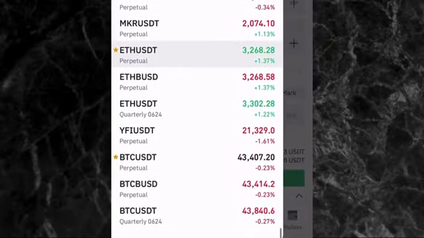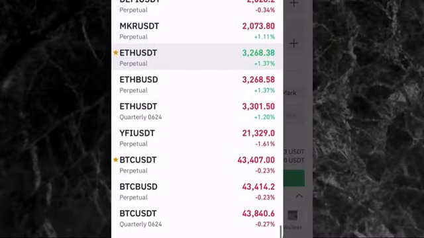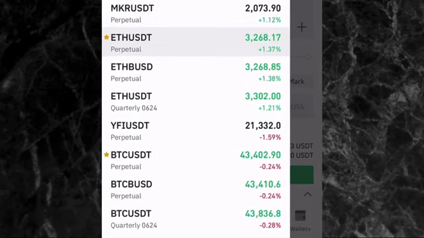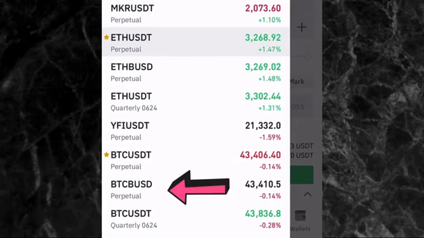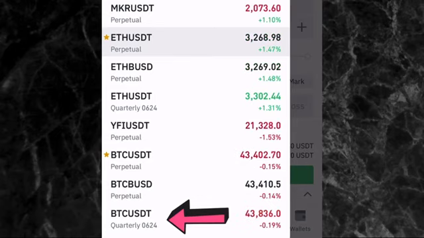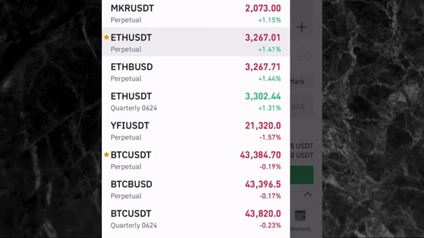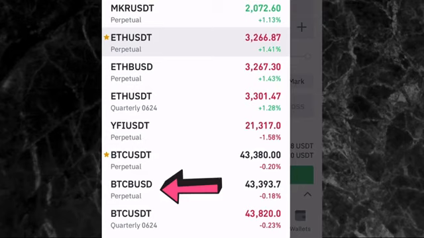You're going to be seeing that some of these assets have perpetual under them and some have quarterly, then some kind of numbers, 0624. For example, let's use these ones at the bottom side of the screen. Now you can see BTC BUSD, where the arrow is pointing to, it has perpetual, and BTC USDT has quarterly 0624. Now they are both different. If you are trading with the one that has perpetual, it means that it does not have any expiry date. You can trade that asset for as long as you want. You can open that trade for as long as you want.